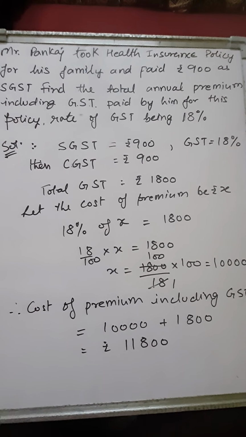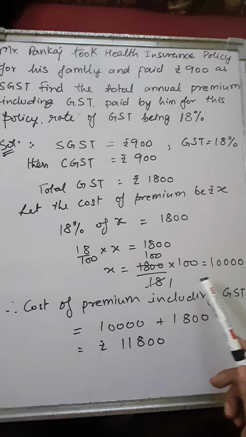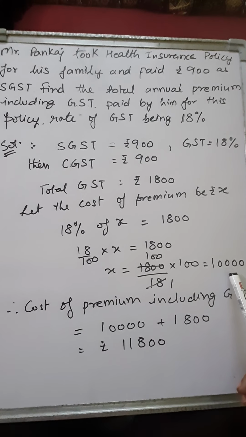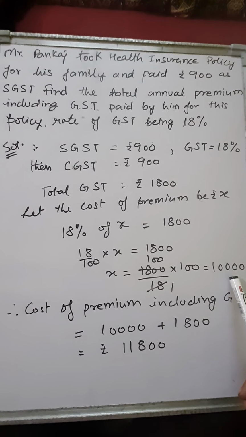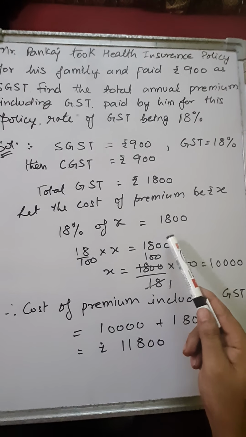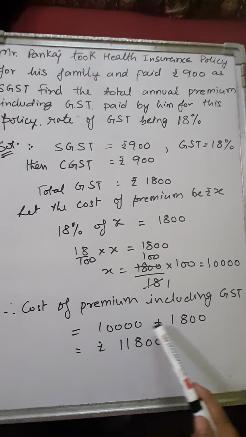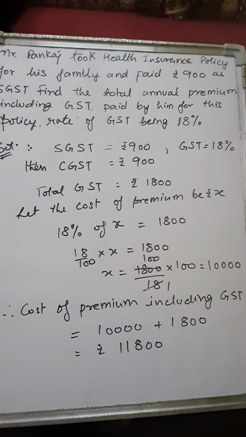Right? So 18 upon 100 into X equals 1800. So the value of X, on cross multiplying and calculating, will be 10,000. That means the premium cost was 10,000 and GST was 1800. So the total premium cost including GST will be 10,000 plus 1800 equals 11,800 rupees.